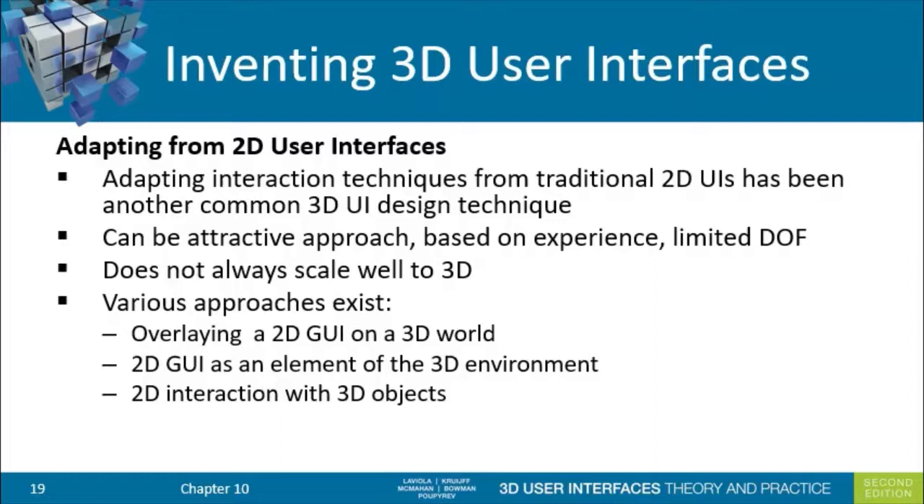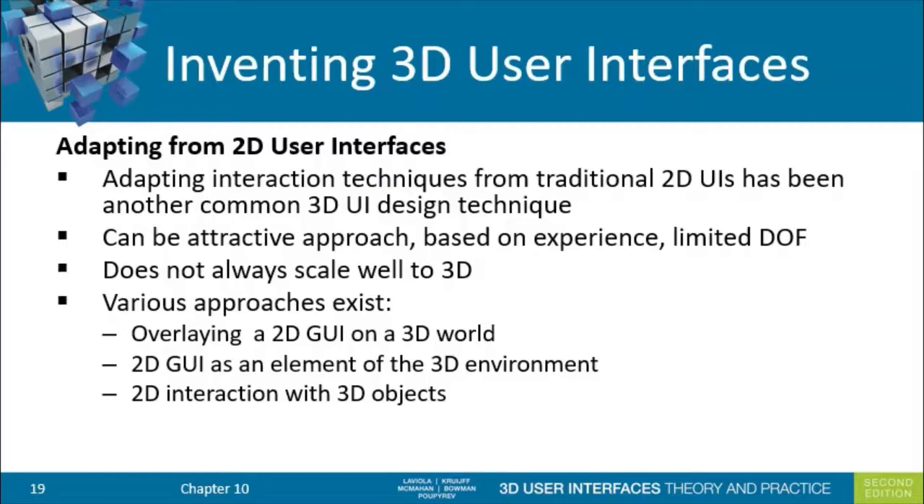The user has to manipulate only 2 degrees of freedom rather than 6 degrees of freedom. So, 2D interaction may allow users to perform some tasks like selection and manipulation with a higher degree of precision. Finally, some common tasks do not always scale well into 3 dimensions. For example, writing and sketching is easier to perform in 2D than 3D.